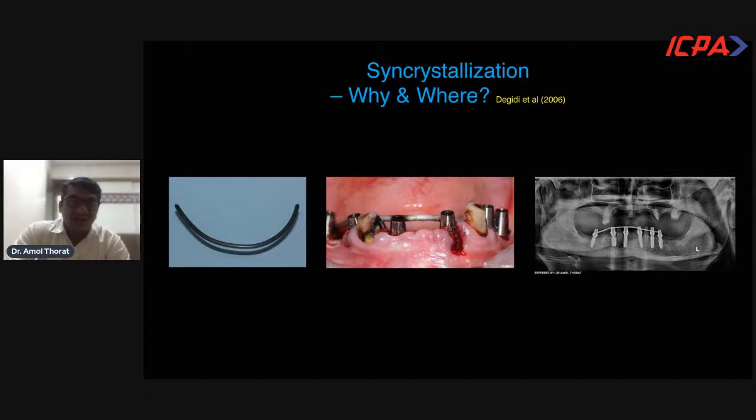Now, why do we do syncrystallization, and in which cases do we do it? We don't have sufficient time to talk about it in detail, but you can refer to the 2006 article by Degidi. He has explained syncrystallization very nicely. Basically, we splint all these implants rigidly with a metal wire. And why we do that is, as I told you, the patient's masseter was hyperactive.